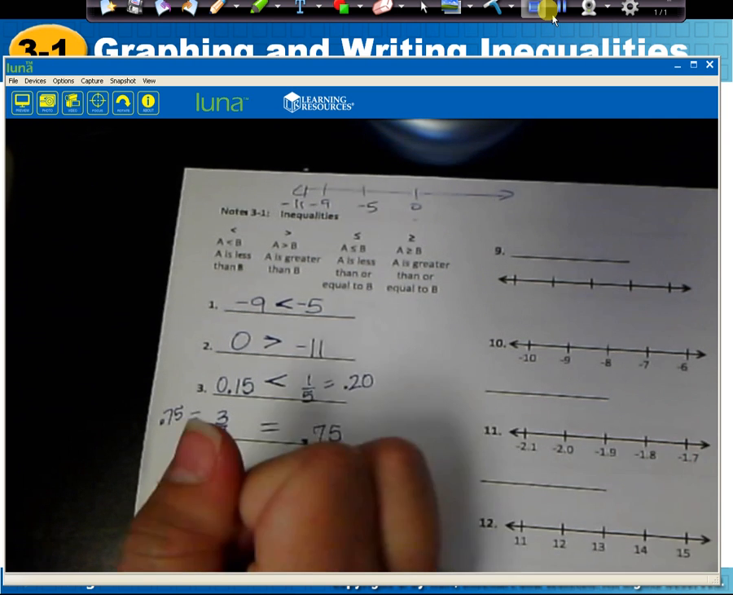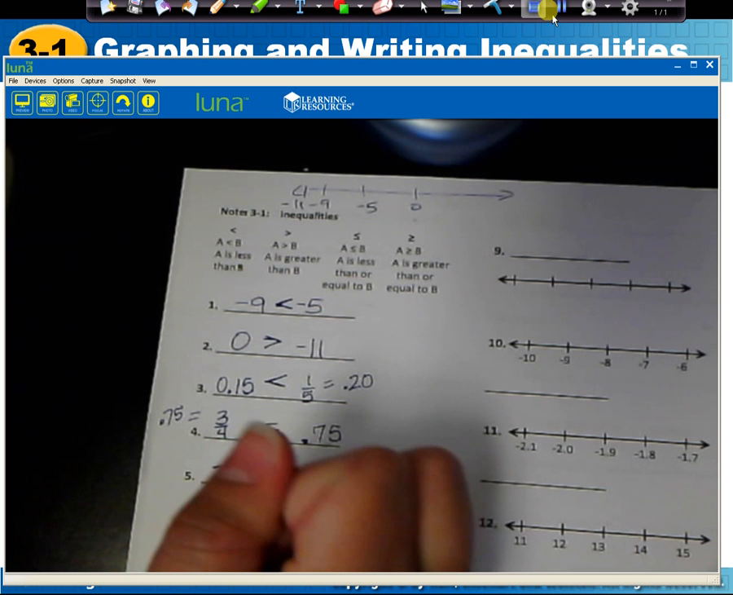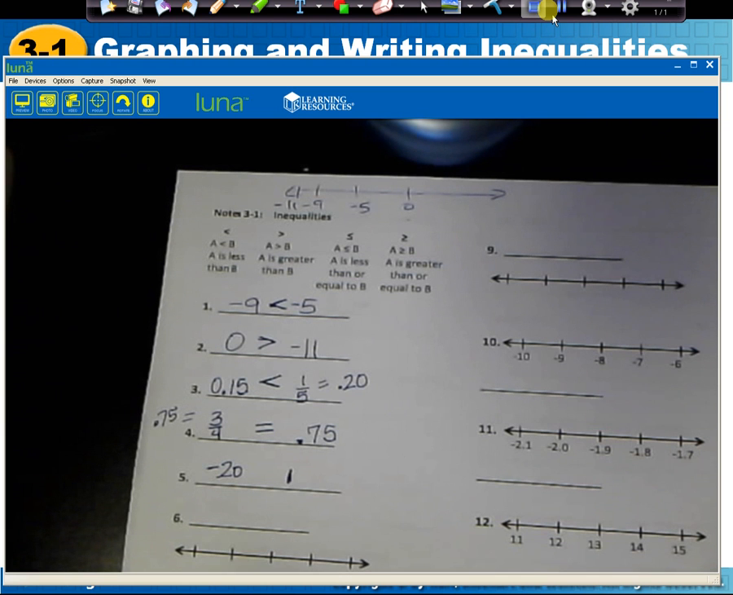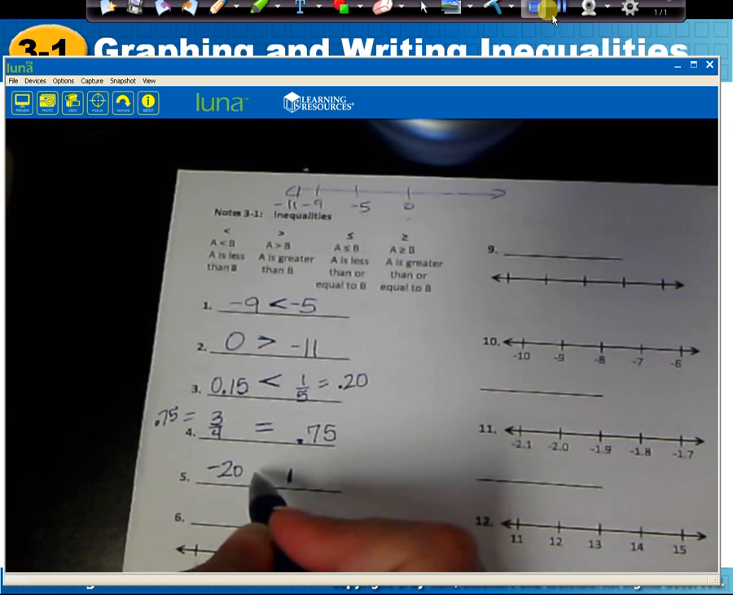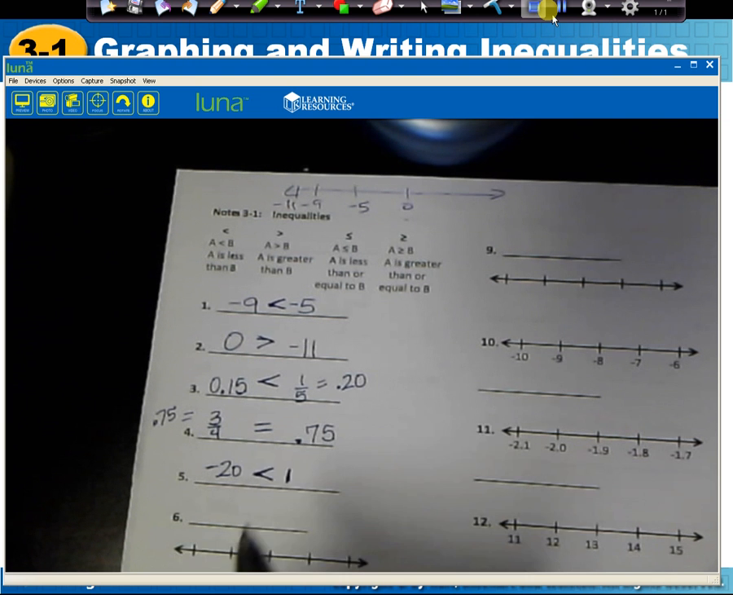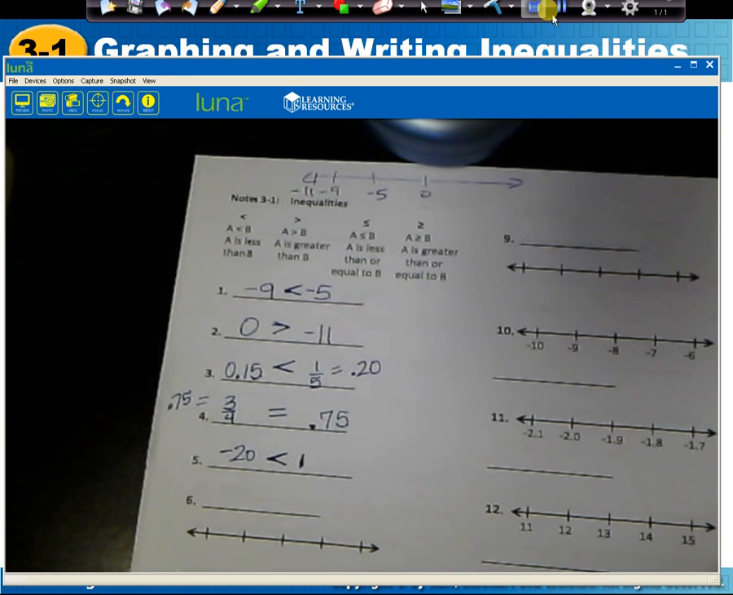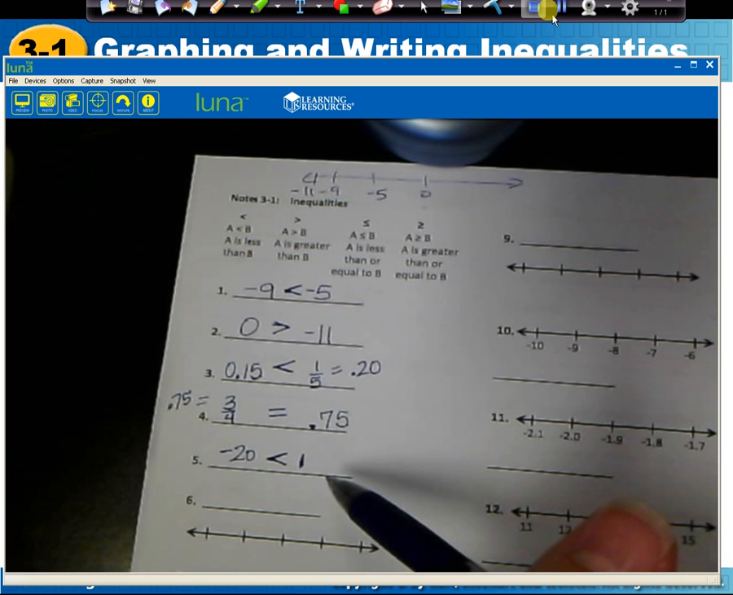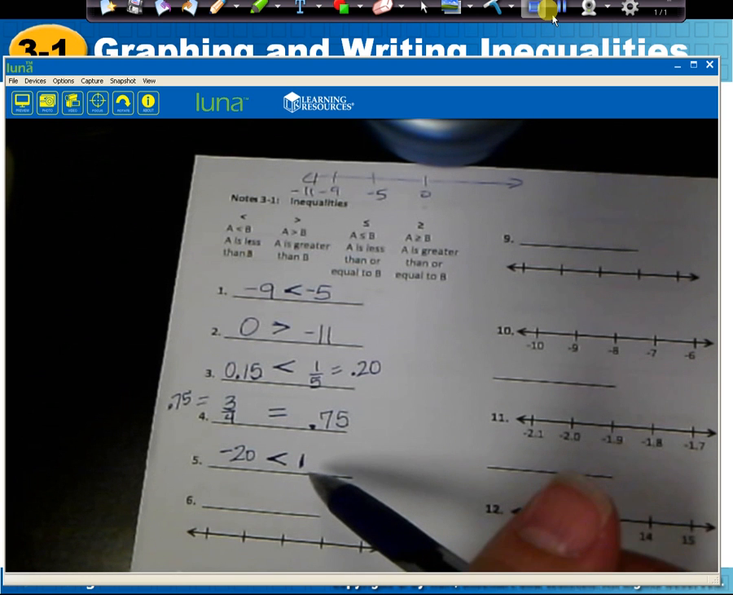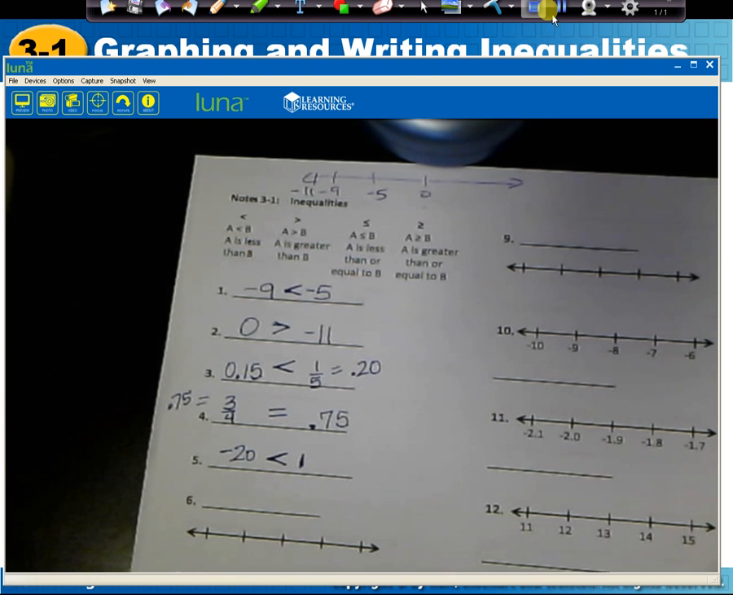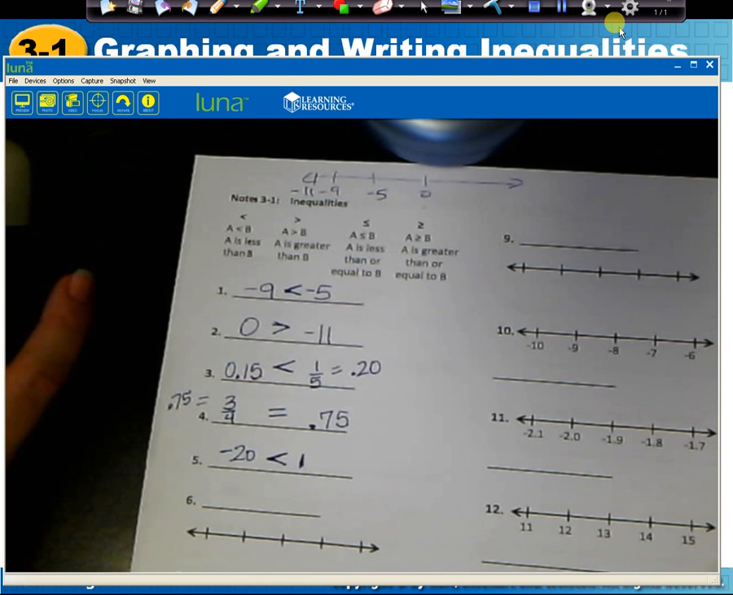And then you have -20 and 1. -20 is much less than 1. If you're not sure about that and you're just looking at 20 and you're thinking that's a really big number, would you rather owe somebody $20 or have them owe you $1? Which one's more money? Would you rather be in the hole 20 bucks or one in the positive? So -20 is less than 1.